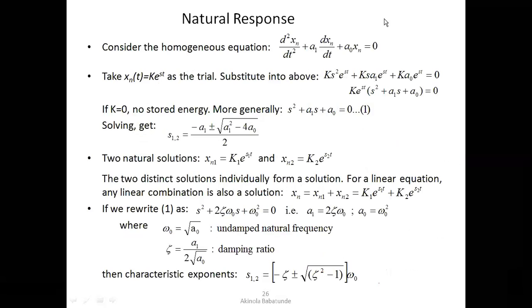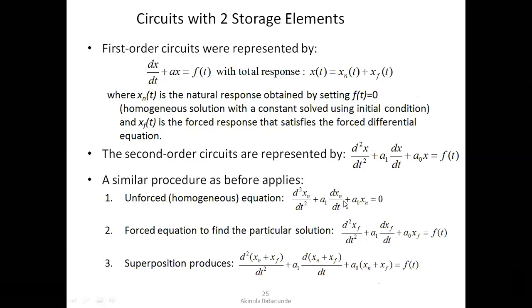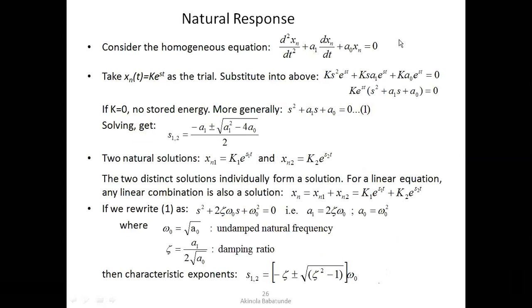Okay, for natural response, how do you deal with it? Don't forget, I told you we're going to have a natural response. Okay, so this is going to represent the natural response, and this is going to represent the forced response. So first of all, let us deal with the natural response.